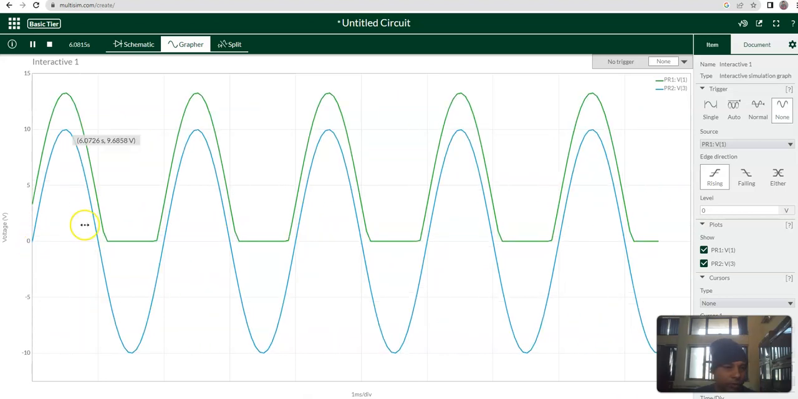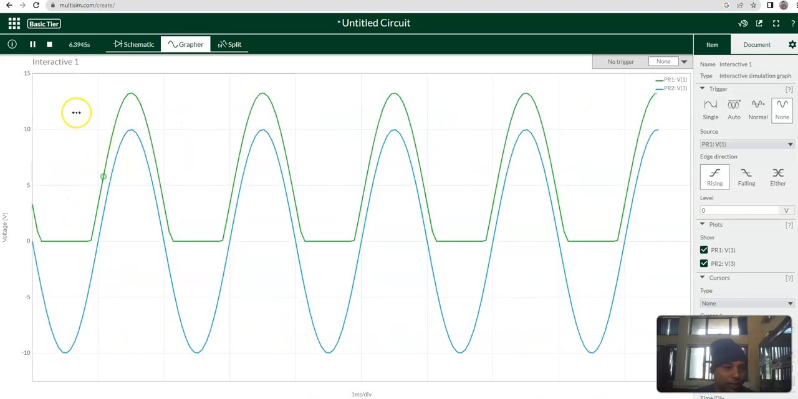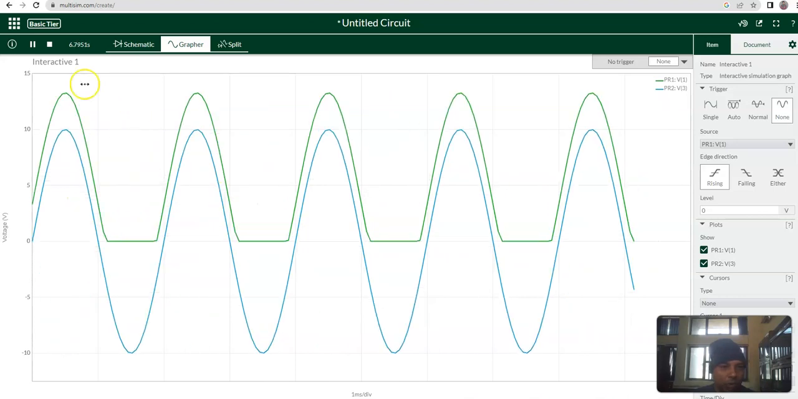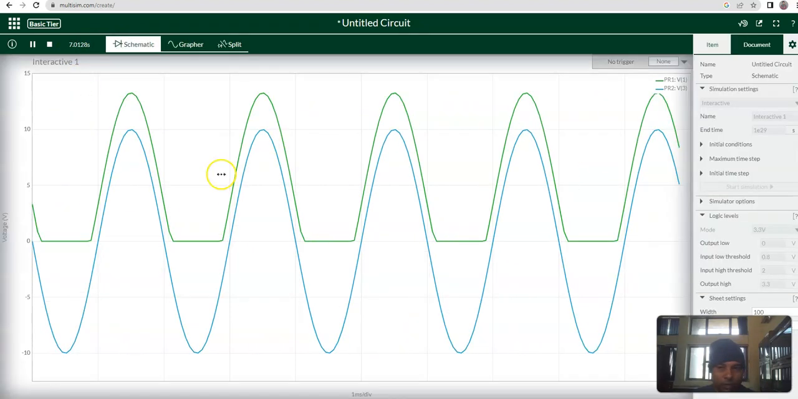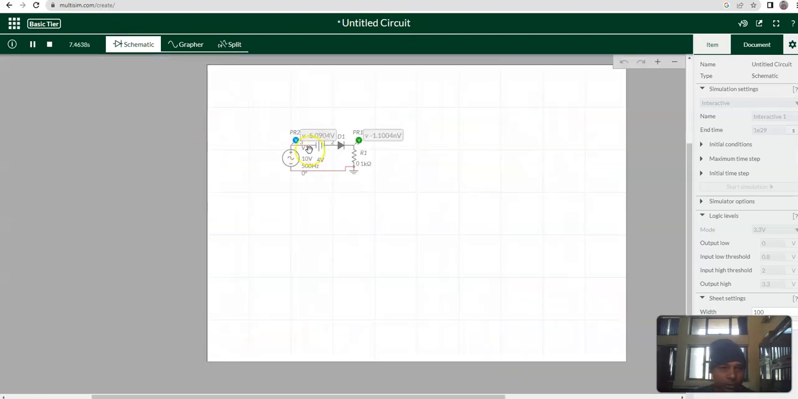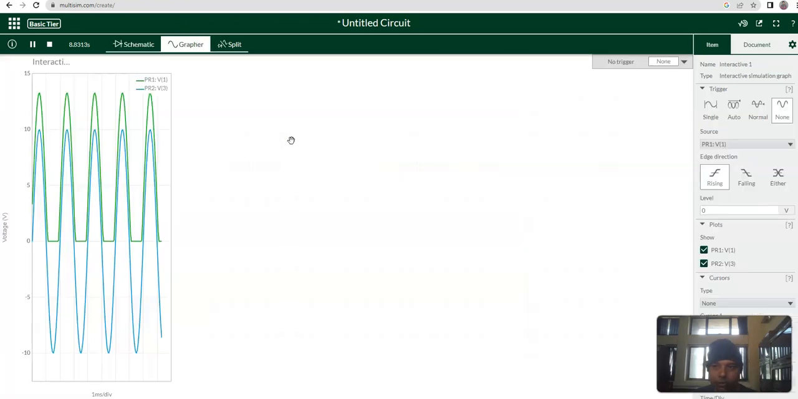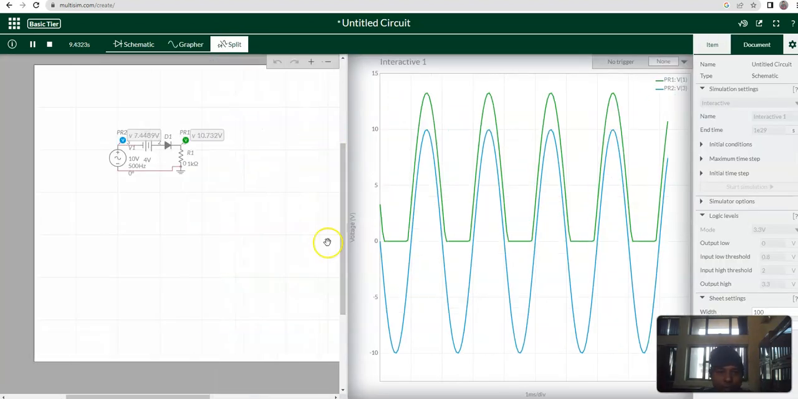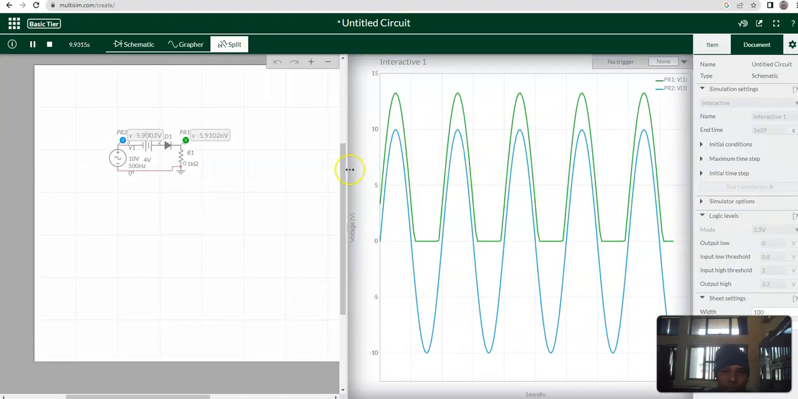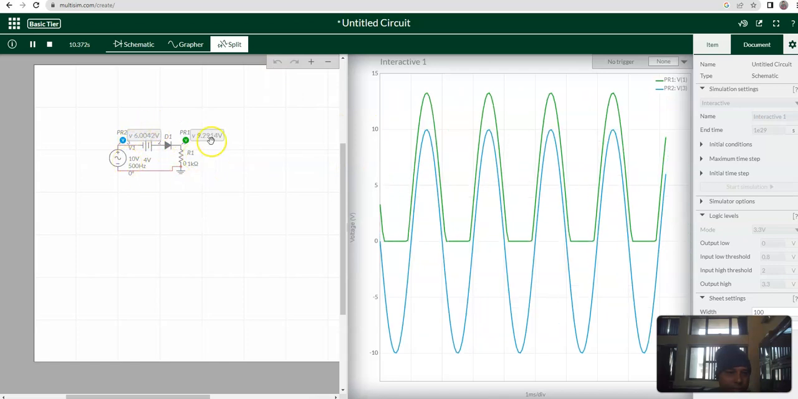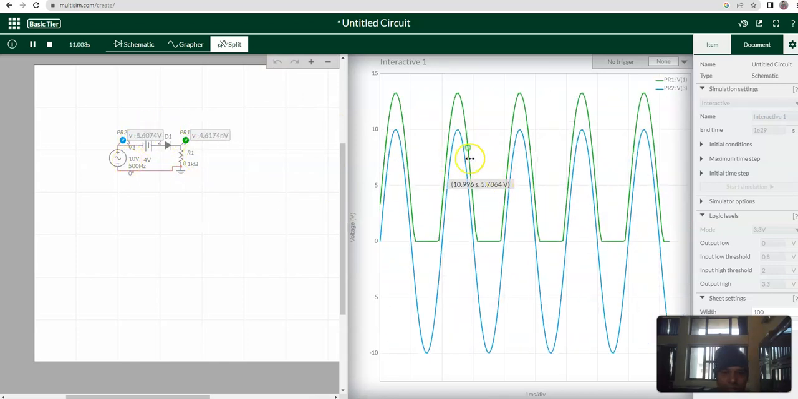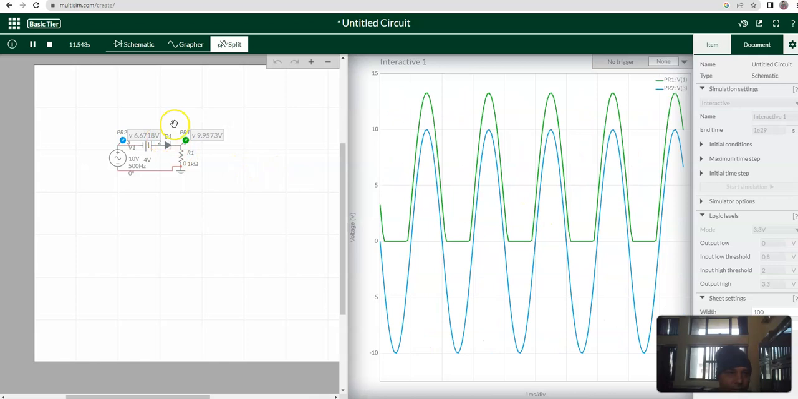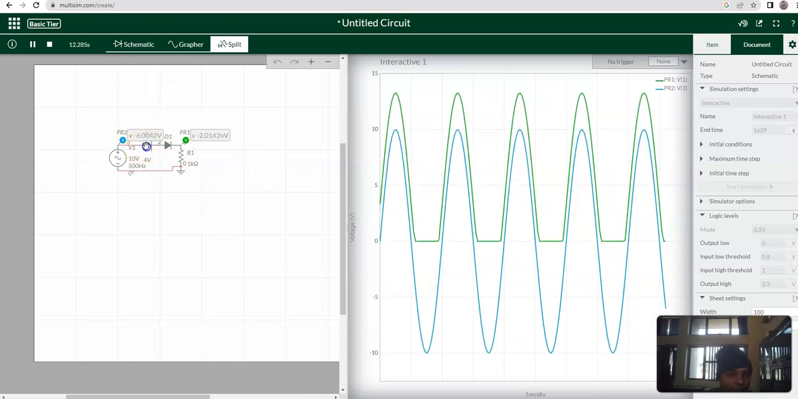The blue one is the input and this greenish one is the output. Okay, you can see here. Blue one is the input and green one is the output. This is the graph plot. You can have both of them on the same screen like this. This is the circuit and this is the output. Okay, we can change it also.